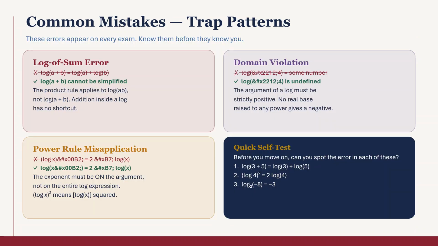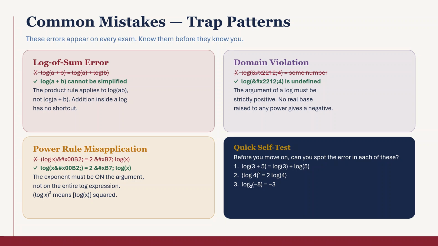4 common mistakes to watch for. Mistake 1. The log of a sum trap. Students often write log of x plus y as log x plus log y. This is wrong. The product rule says log of x times y equals log x plus log y. But there is no rule for log of a sum. Log of x plus y cannot be simplified.